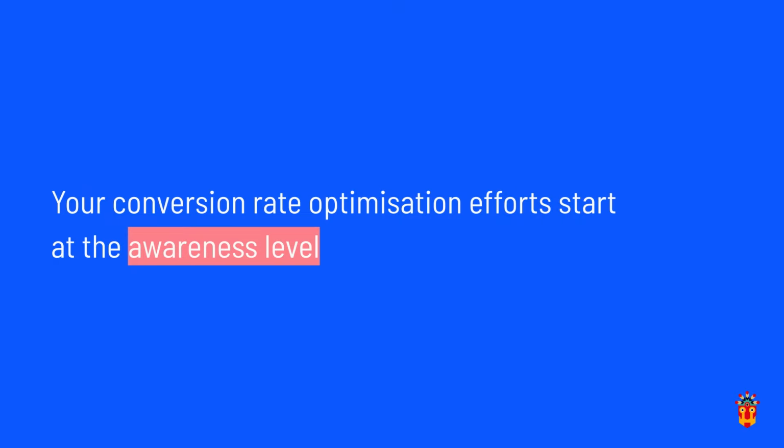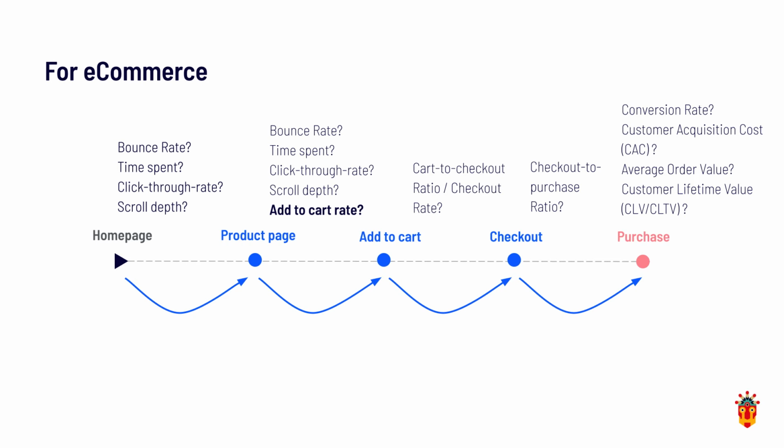So actually measuring this on your website can help you optimize your awareness strategy. And that's why I always say that your conversion rate optimization starts at the awareness level. So measure all of these per channel and per campaign to see what's working and what's not working.